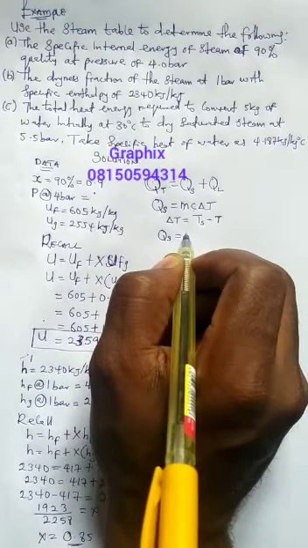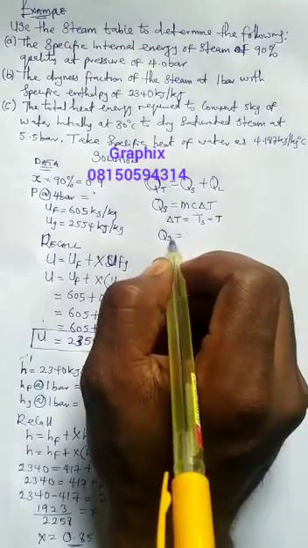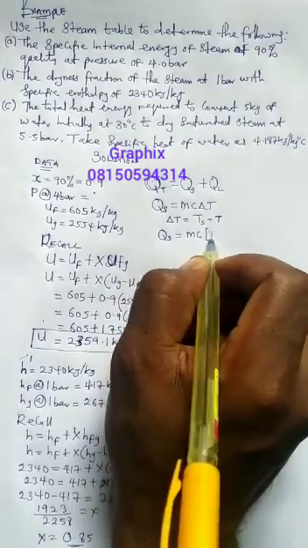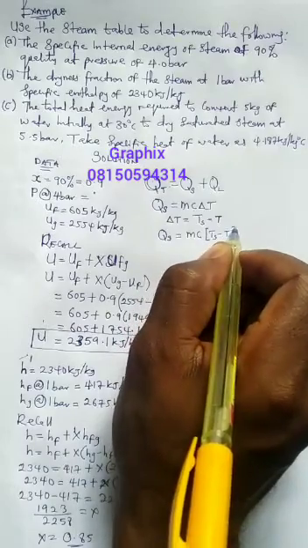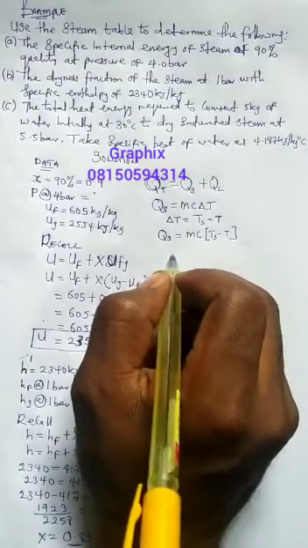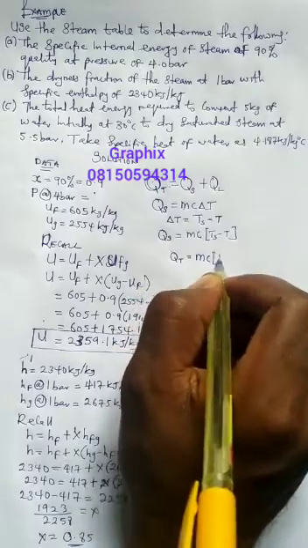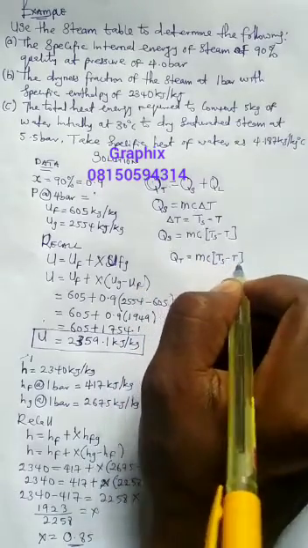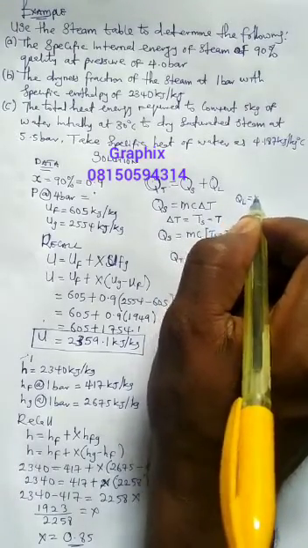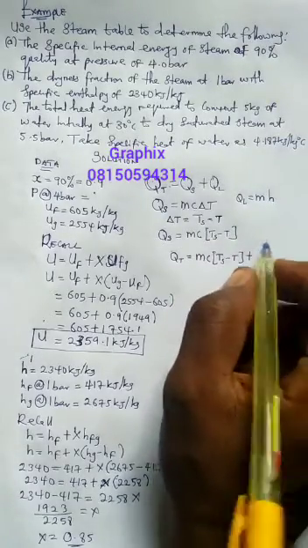So from here, I can now say that my QS will give me MC into bracket TS minus T. So if I substitute in this value wherever I see QS, my QT will give me MC into bracket TS minus T plus what? Now what is QL? QL, latent heat, is equal to the mass times the enthalpy. Is that taken?